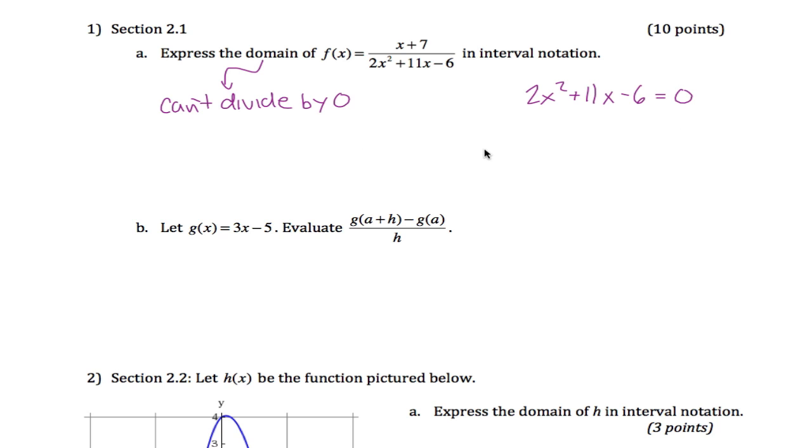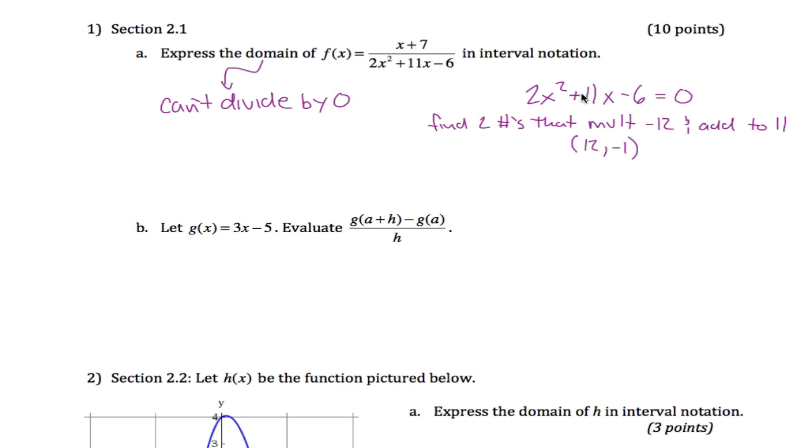A couple different ways to solve it. Guess and check is one method. Another method is to find two numbers that multiply to a times c, negative 12 in this case, and add to b, 11 in this case. So we want to multiply to negative 12 and add to positive 11. I think positive 12 and negative 1 will do the trick.